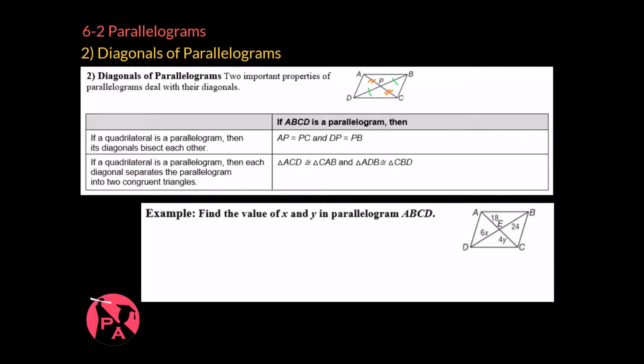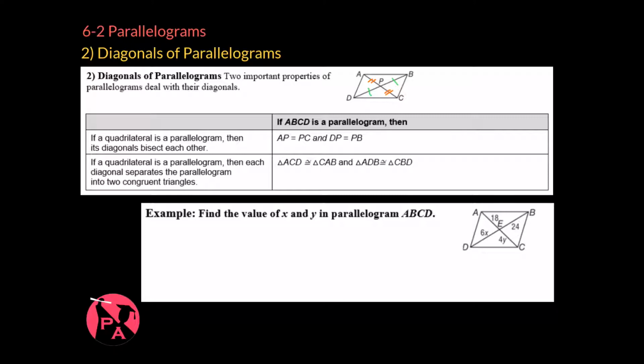The second property says when you draw one of the diagonals, it cuts the parallelogram in half. Like take this one for instance. Because of this, the triangle on the left side is going to be the same as the triangle on the right side. Or segment DB cuts the parallelogram in two equal triangles. That's what it says right here. So let's see the example.